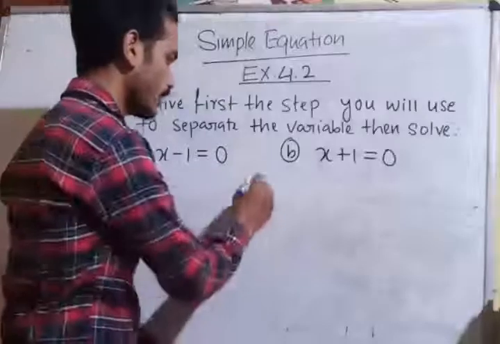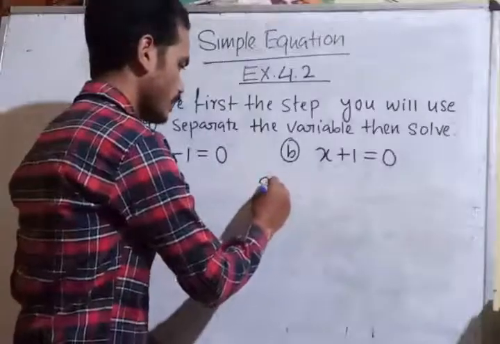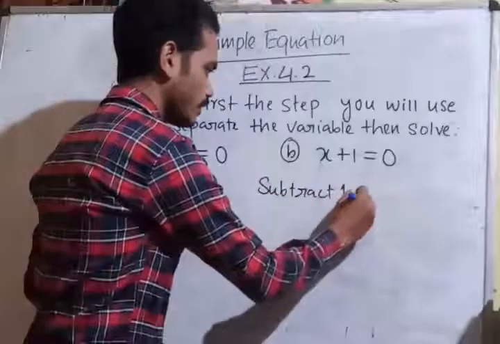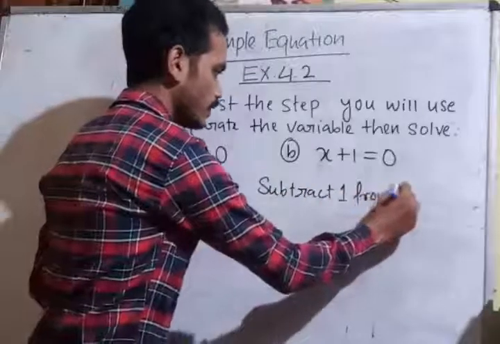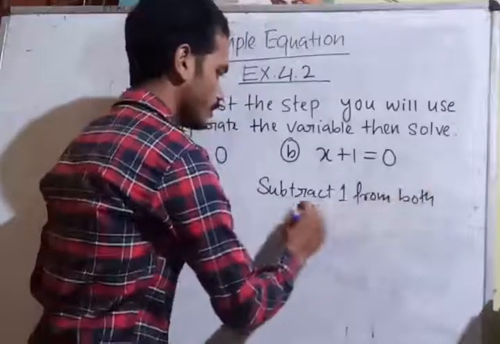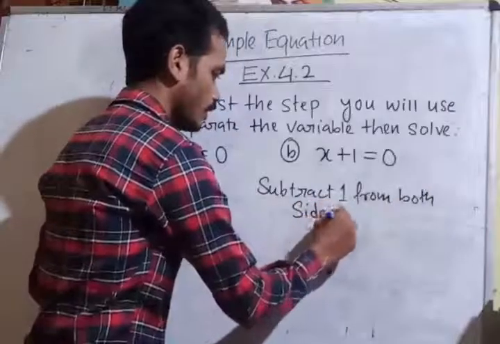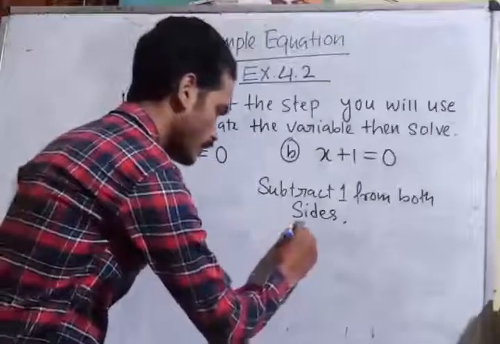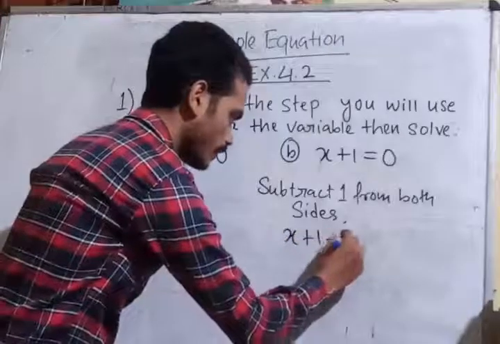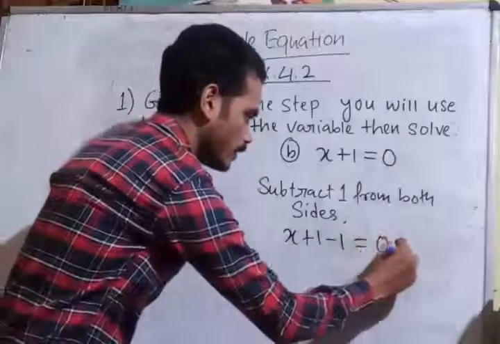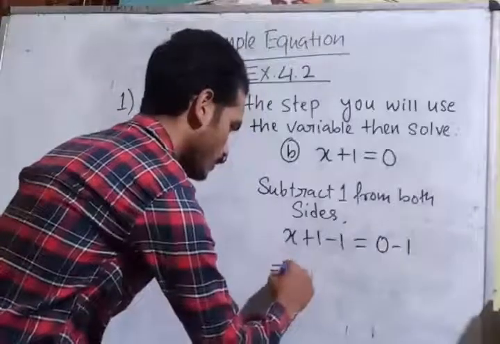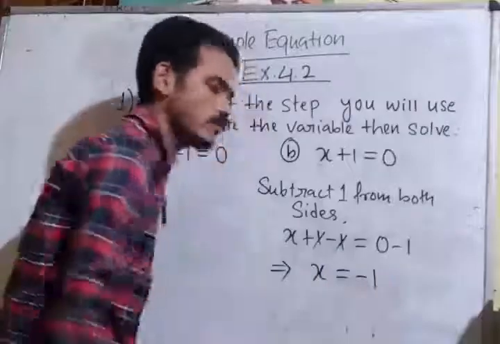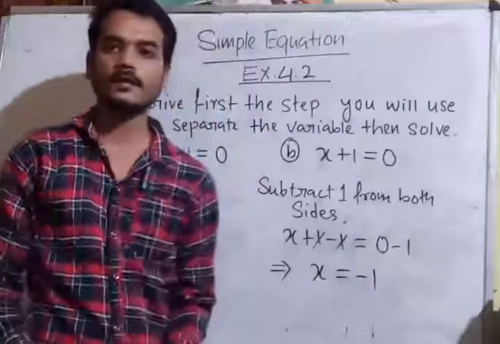So what you can write? Subtract 1 from both sides. If you subtract 1 from both sides, then what you will get? This will be x plus 1, then minus 1. It will be 0 minus 1. So plus 1 and minus 1 cancel. This is x equal to minus 1. So this is the answer, x equal to minus 1.